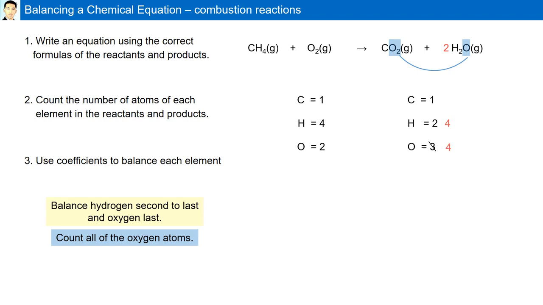Now we need to go back to our reactant side to balance our oxygen. We only have 2, so we put a coefficient of 2 in front of our oxygen, producing 4 atoms. Here we have our balanced equation. CH4 plus 2 O2 produces CO2 plus 2 H2O molecules.